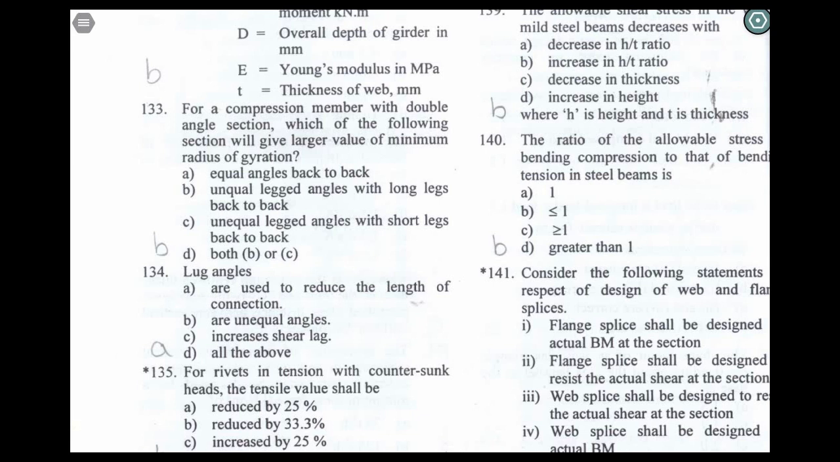Question number 134th. Lug angles are used to reduce the length of the connection. लग एंगल होते हैं हमारे, जैसे जो भी हमारा गर्डर वगैरह डिज़ाइन होता है तो उस पे इन्हें हम प्रोवाइड करते हैं ताकि हमारी जो लेंथ है कनेक्शन की वो कम हो सके और लोड पेयर करने में भी कोई प्रॉब्लम ना हो. So option number A is the correct answer.